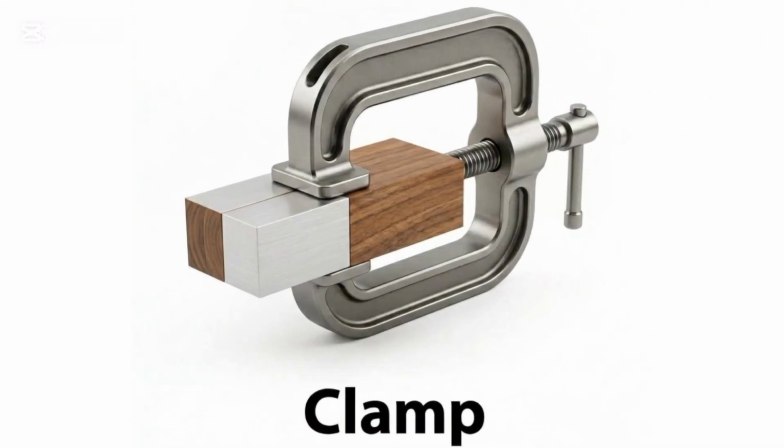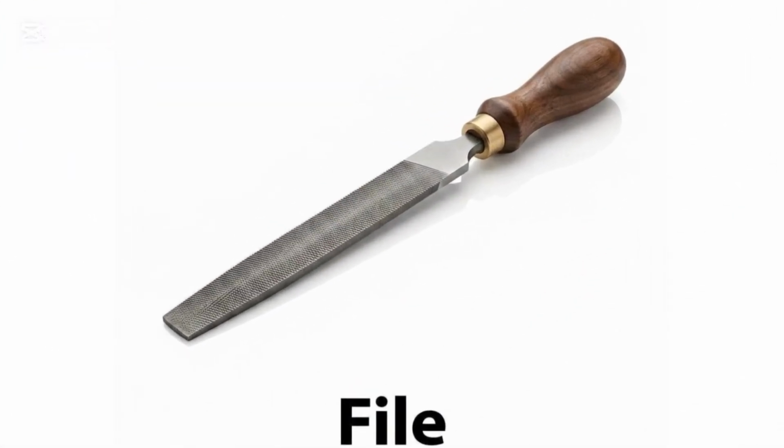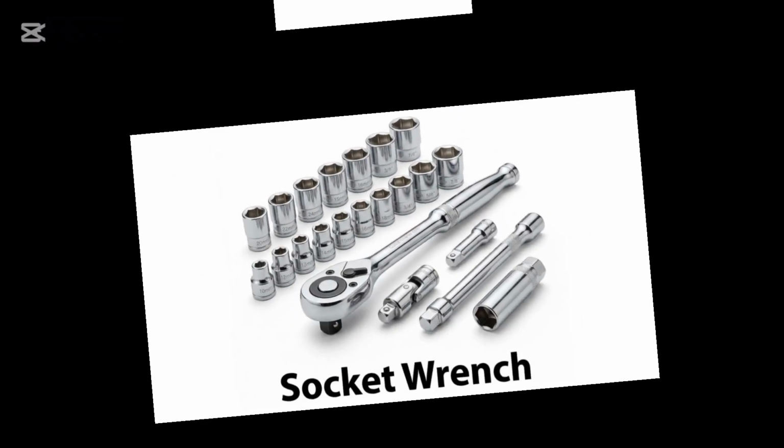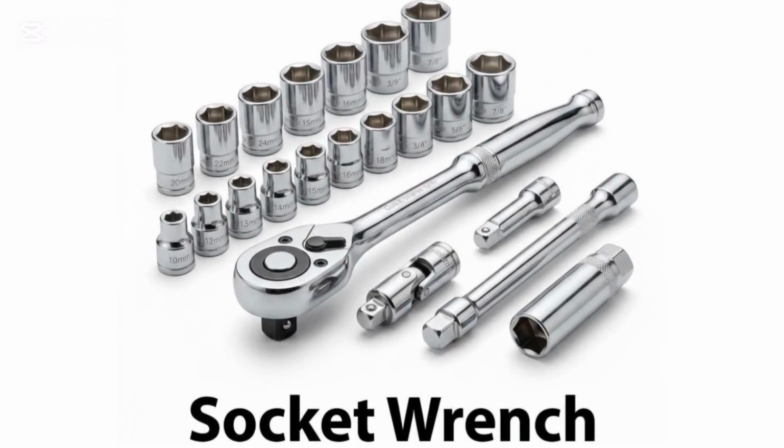Clamp. It's a tool used to hold materials firmly in place. File. It's a tool used for smoothing, shaping, or removing material from a surface. Socket wrench. It's a tool used for tightening or loosening nuts and bolts efficiently.